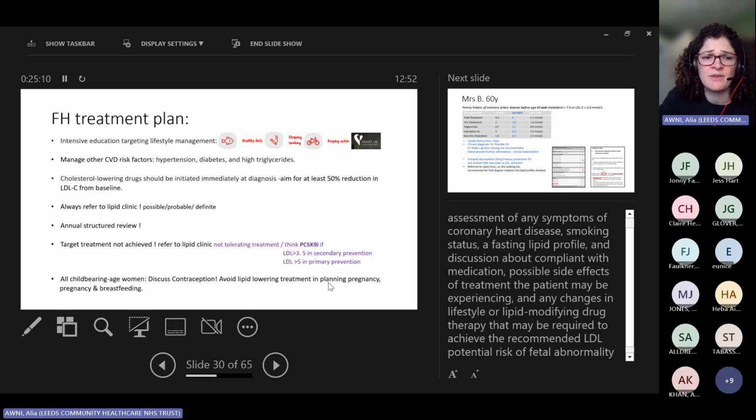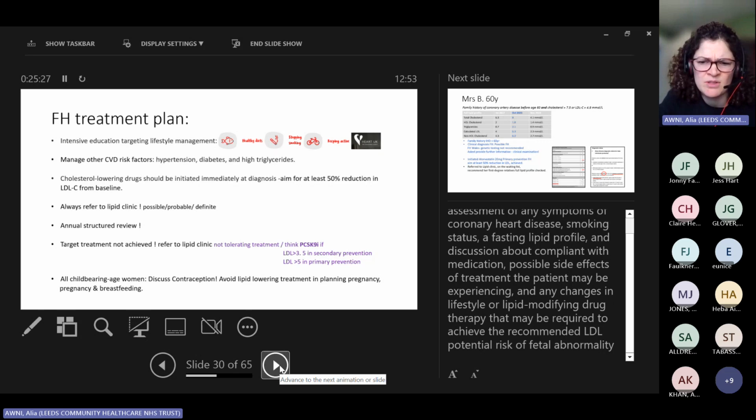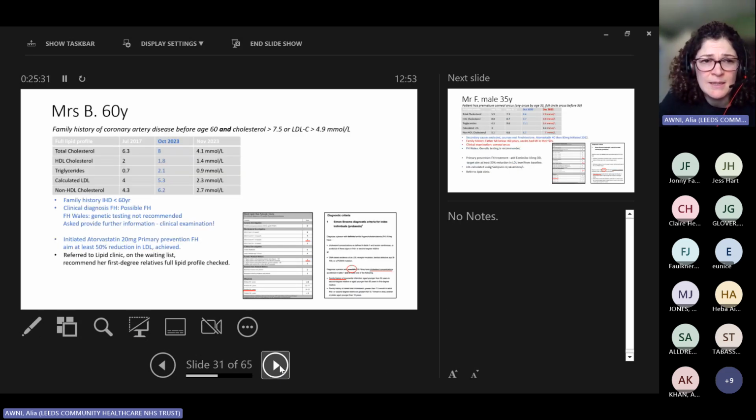I also check about women with FH, so childbearing age women, and discuss contraception, making sure that they know lipid lowering treatment is currently contraindicated during conceiving, pregnancy, or breastfeeding. That's an important one to consider, because there's a high risk of potential fetal abnormalities. So I'd like to come into my cases here.